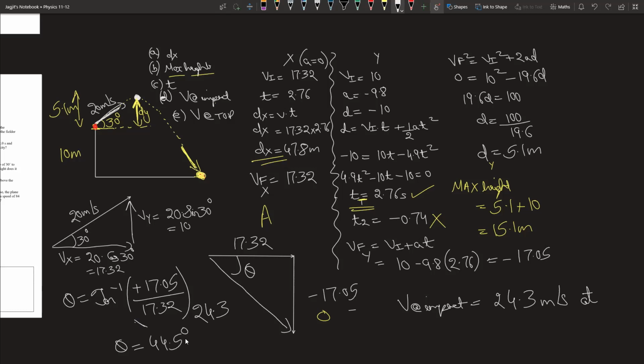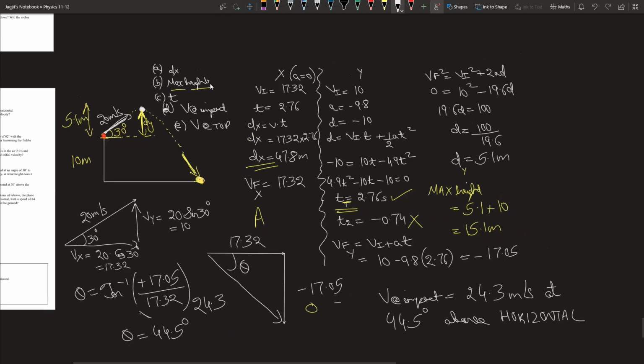Yeah. Excellent. So now you're going to say your velocity at impact when it hits the ground would be 24.3 meters per second at 44.5 degrees above horizontal. Does that make sense? Above horizontal. And can someone tell me what's the velocity at the top going to be? This is like anticlimax. Once you've done one question, then you know it for all. What's the velocity at the highest point? Means what's the velocity at this point right here?